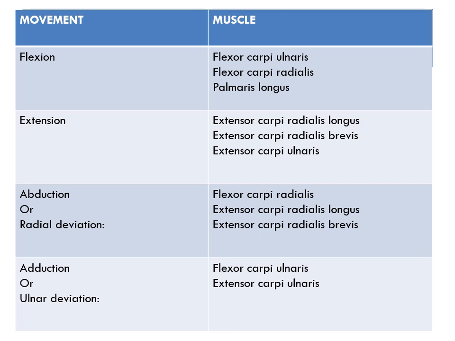Extension of the wrist joint is done by three major muscles as well. They include extensor carpi radialis longus, extensor carpi radialis brevis, and extensor carpi ulnaris. So these muscles also contain extensor in their name.